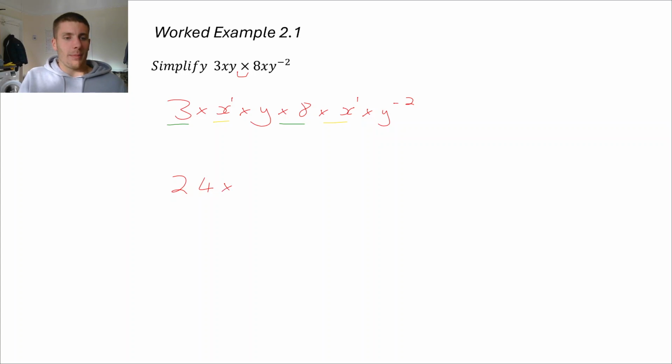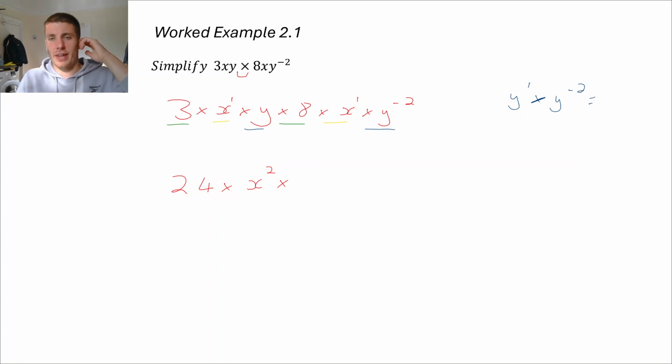So you've got timesing it by x to the power of 2, you're then timesing it by, last but not least, y times y to the power of negative 2. So you've got y to the 1 times y to the minus 2. Laws of indices, you add the powers, 1 and negative 2 is minus 1, so y to the power of negative 1. So timesing it by y to the negative 1.